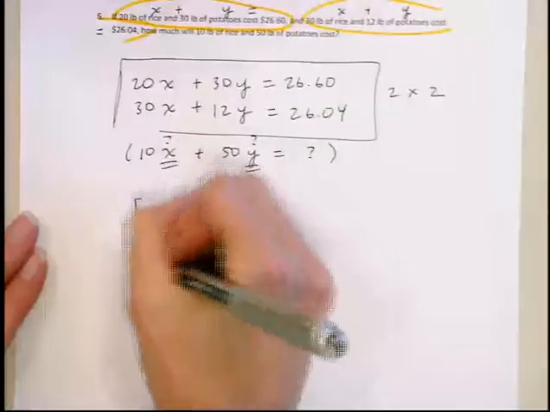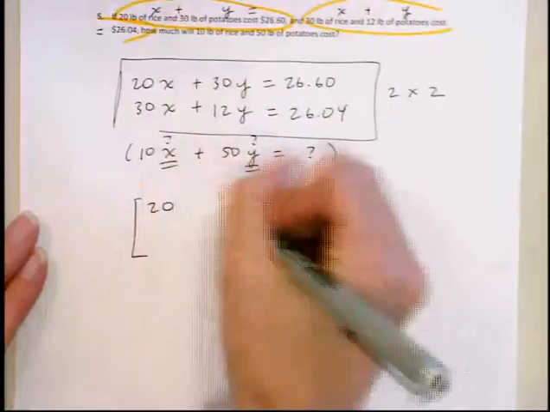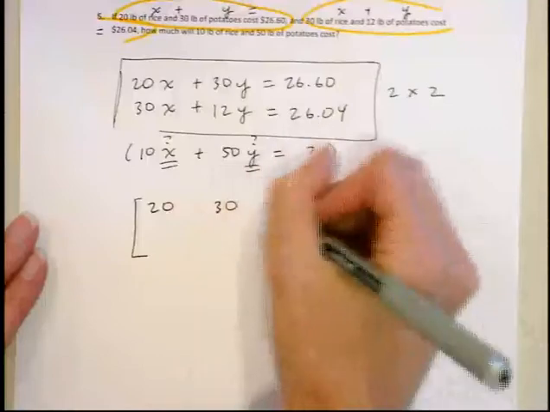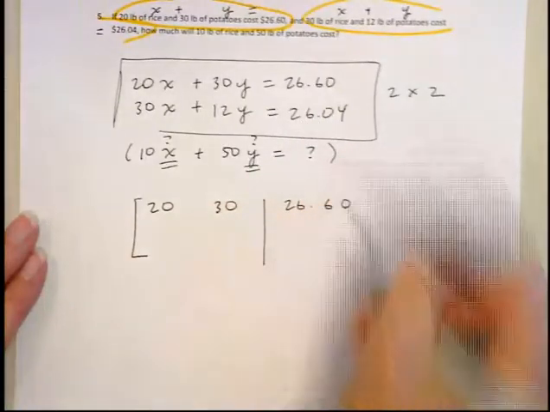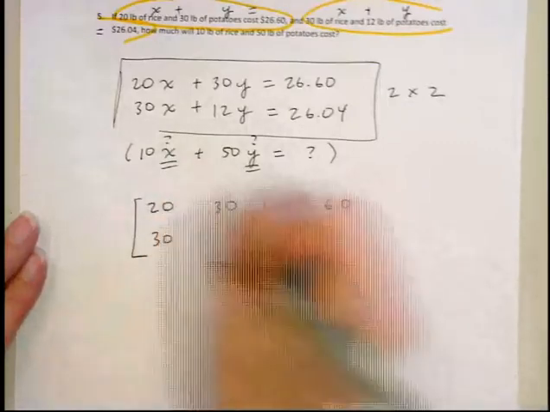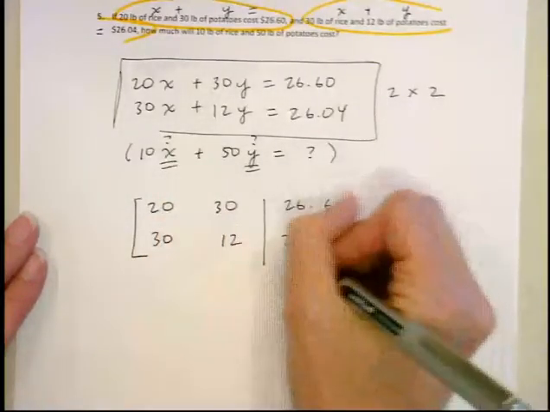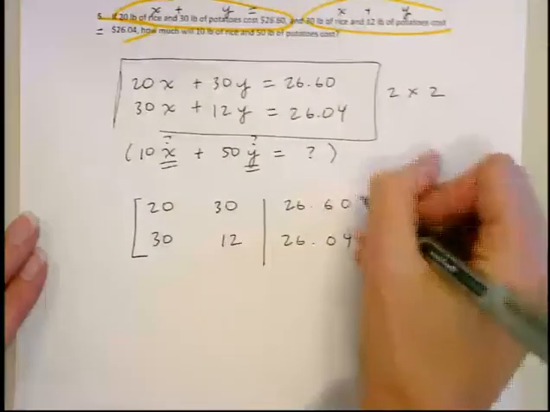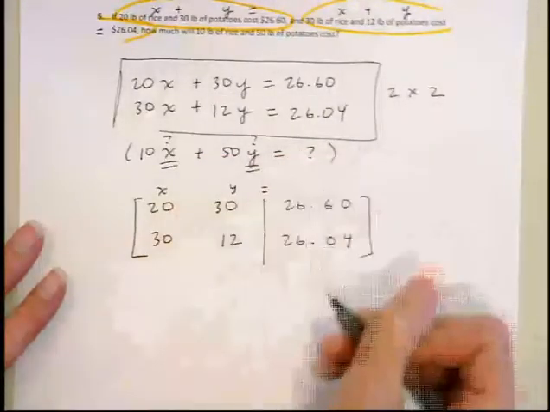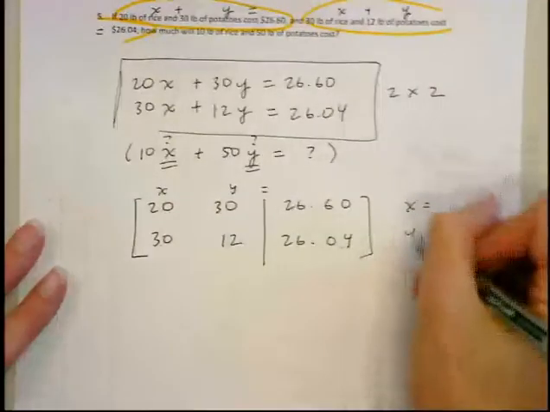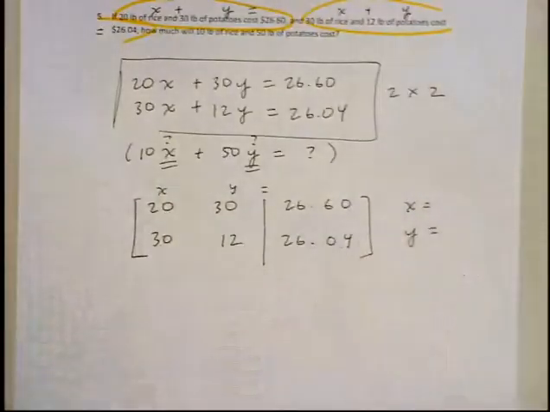So into my matrix I go. I've got 20, 30. On the other side of my augmented matrix is going to be my 2660. And then I've got 30, 12, and then 2604. Remember what I'm trying to do. This is my x, my y, my equals. I'm going to solve for x and for y. I'm going to let my calculator do the heavy lifting.